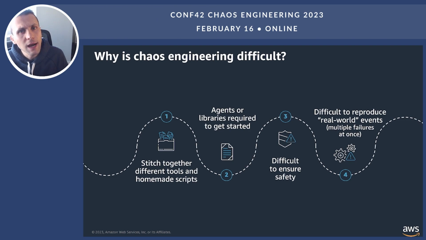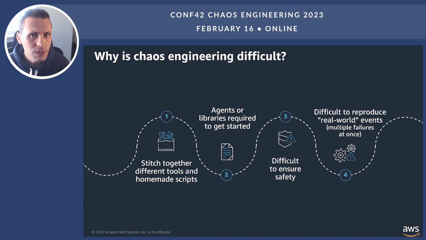The first one is it's really hard to stitch together different tools and homemade scripts. You might have some open source tooling, you might be building some Python scripts, some batch scripts to implement those injections of failures, or even the observability piece is really hard to have that story by yourself. But also you require a lot of agents and libraries to get started. So you might need to put a lot of infrastructure and configuration in place, and it's not very easy to get started.